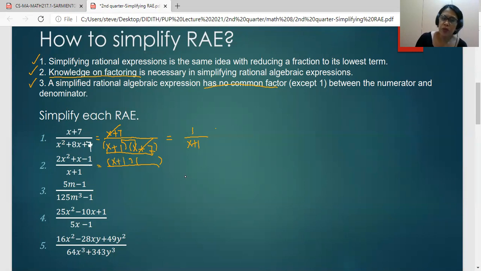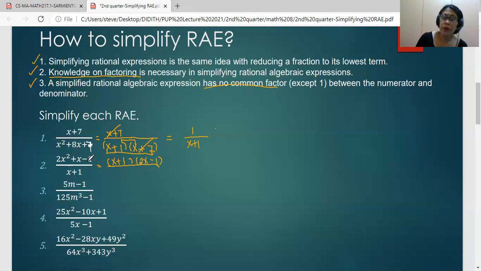Now, if x plus 1 is one of the factors, the other factor should be, since this is 2x and we have x as one of the factors already, so the other factor must be 2x. So that when 2x and x are multiplied, the product is 2x squared. Likewise, if this is a 1, the other factor of negative 1 should be negative 1. So, when negative 1 and 1 are multiplied, the result should be negative 1.